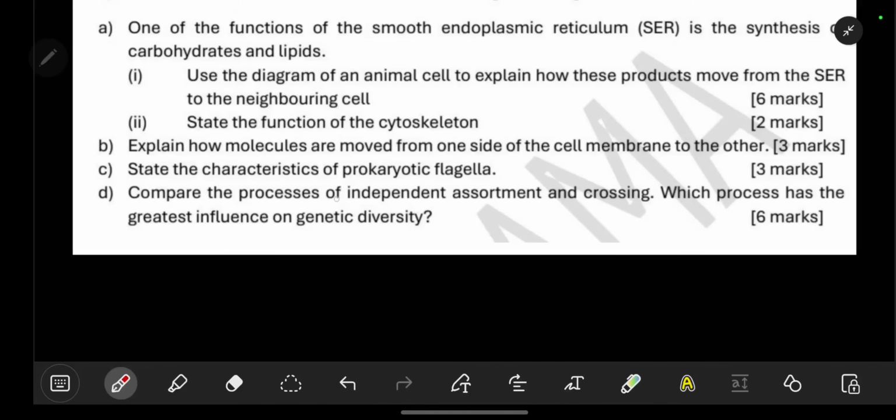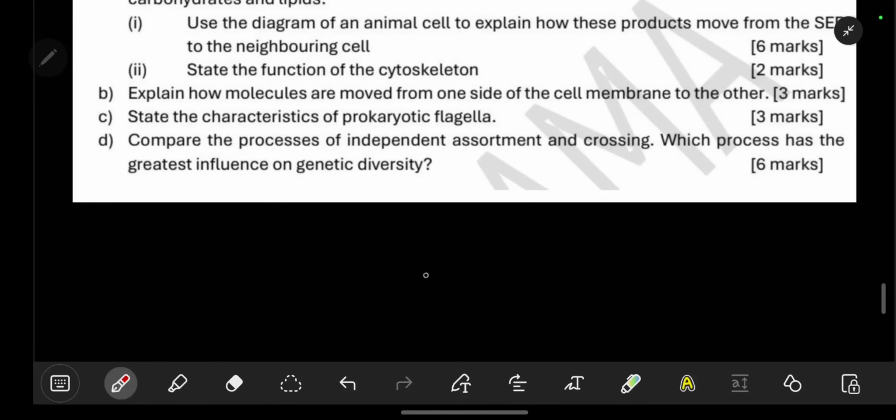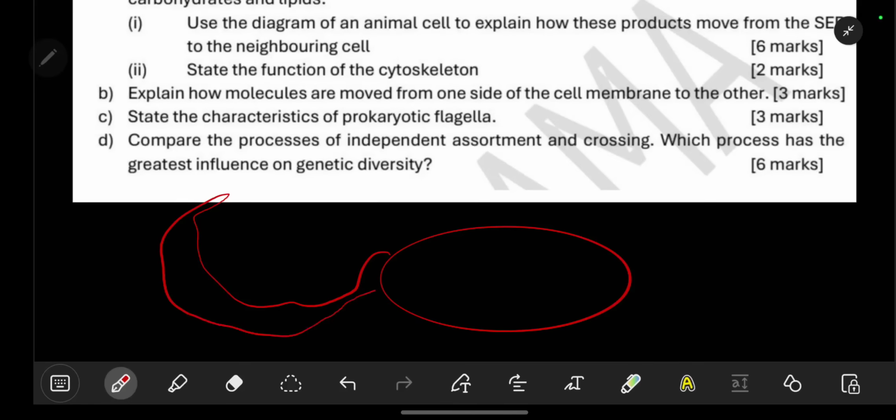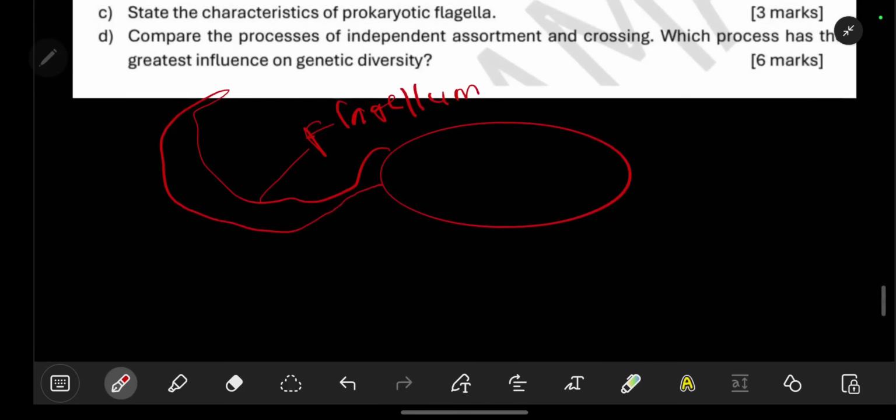So we are here now. States the characteristic of prokaryotic flagellum. So the prokaryote looks like something like this. It looks like something like this. So what is the function of the flagellum? Or rather, what are the characteristics, not functions? What are the characteristics of the flagellum?